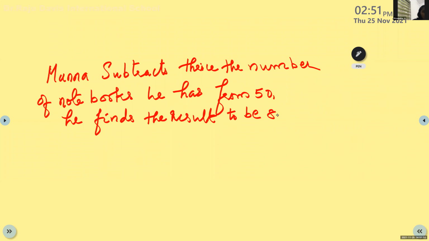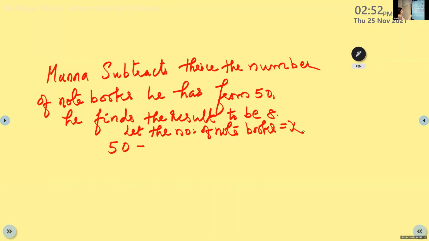50 minus thrice. Let the number of notebooks be x. So 50 minus 3x is equal to 8. Now you have to solve it, isn't it?